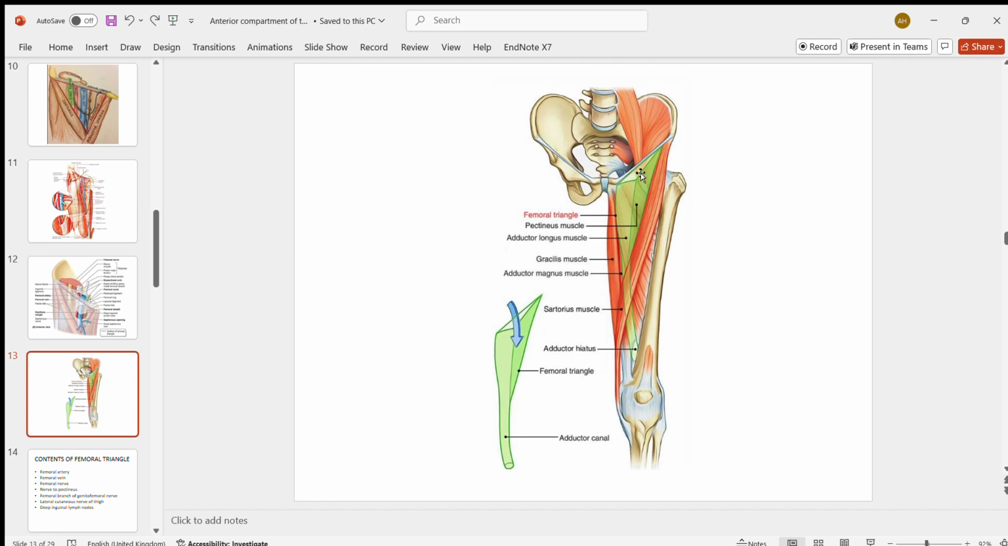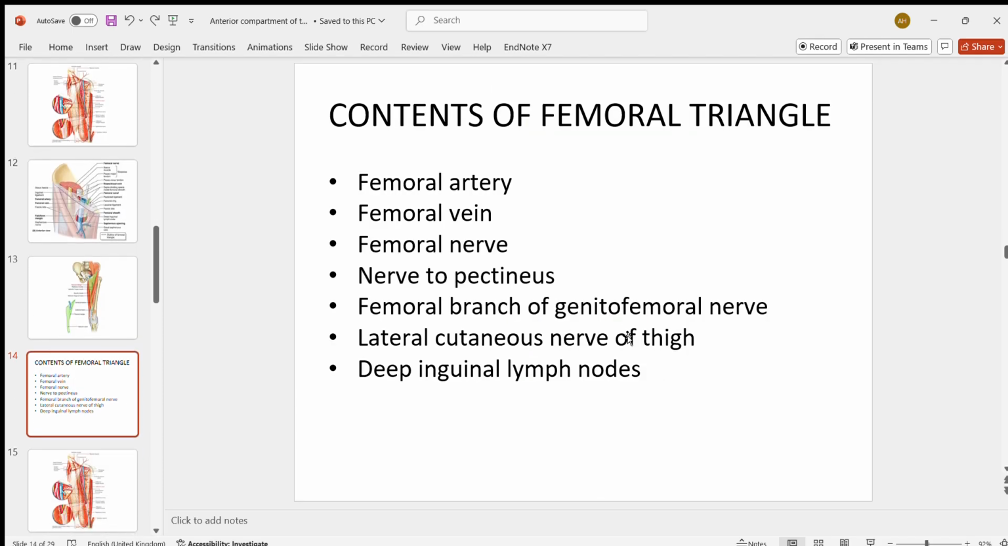This green structure is the femoral triangle. At the level of apex of triangle, it continues down into another canal that is called the adductor canal. We are going to discuss this in some other class. So this is the femoral triangle having boundaries as I've told you earlier, and this extension is the adductor canal. Contents of femoral triangle I've told you earlier.